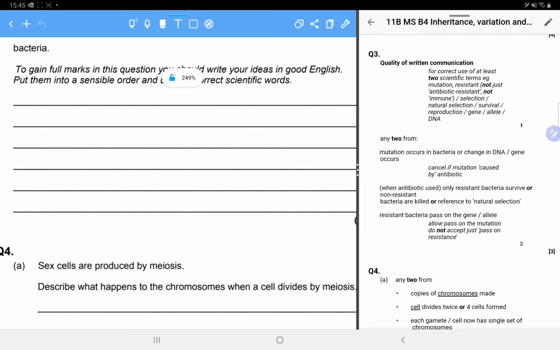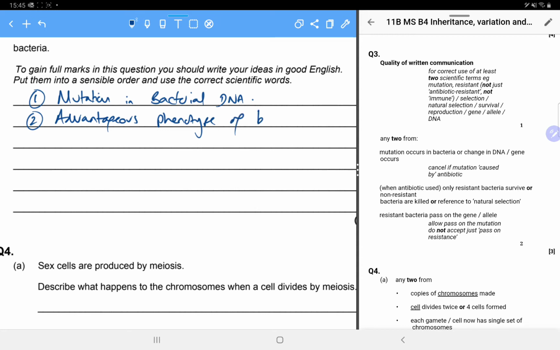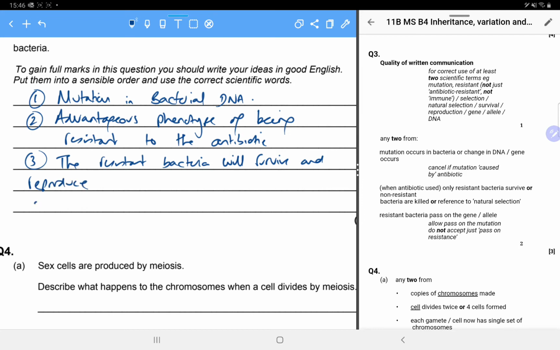Okay, so 1, there's going to be a mutation in the bacterial DNA, which is going to give the advantageous phenotype of being resistant to the antibiotic. 3, the resistant bacteria will survive and reproduce. 4, the offspring will have resistant allele.